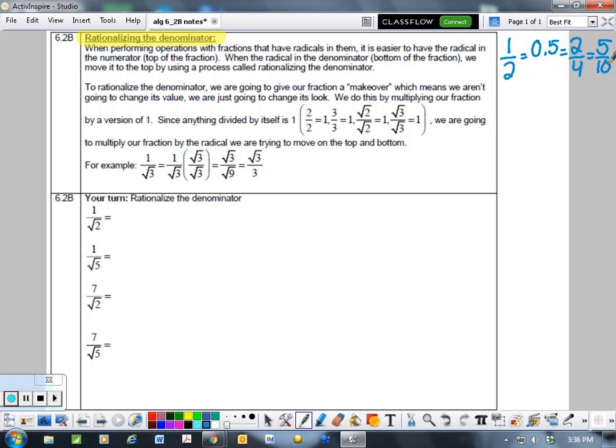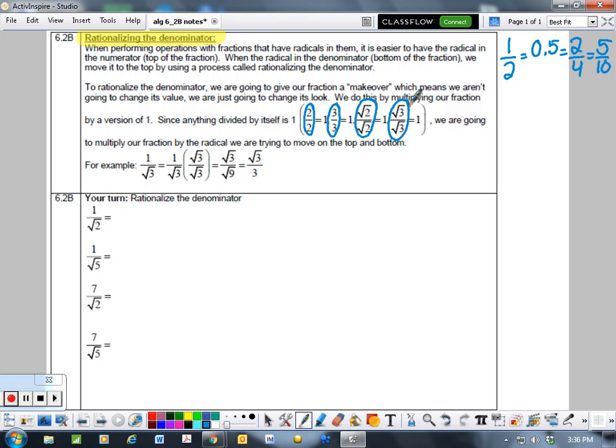Since anything divided by itself is 1, like 2/2 is 1, 3/3 is 1, well, the square root of 2 over the square root of 2 is also 1, and the square root of 3 over the square root of 3 is also 1. And we're going to use that idea to multiply our fraction by the radical we are trying to move.